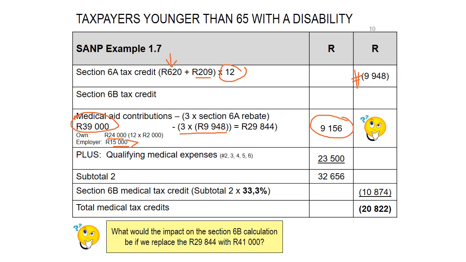9,156. Add qualifying medical expenses to give me 32,656, and then I multiply that by 33.3%, again because we have a dependent with a disability, to give me my Section 6B tax credit of 10,874.